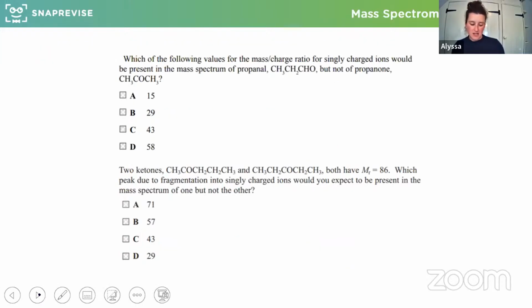Cool, lovely, thanks guys. Okay, let's have a go at these exam questions then and see if we can whiz through them in the next 10 minutes. So, which of the following values for the mass to charge ratio for singly charged ions would be present in the mass spectrum of propanol, CH3CH2CH2OH, but not of propanone, CH3COCH3?